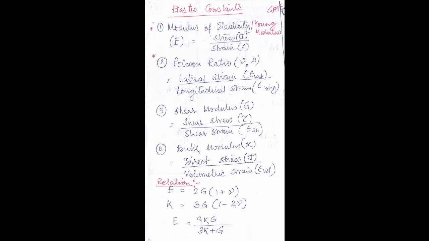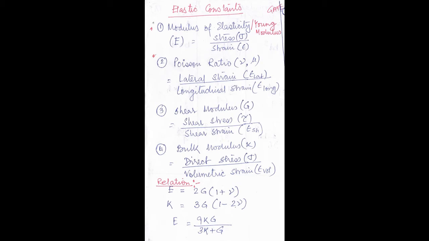Today I will discuss the elastic constants. Number 1: Modulus of elasticity or Young's modulus. It is denoted as capital E. Modulus of elasticity is defined as the ratio between stress and strain. Stress is denoted as sigma and strain is epsilon.